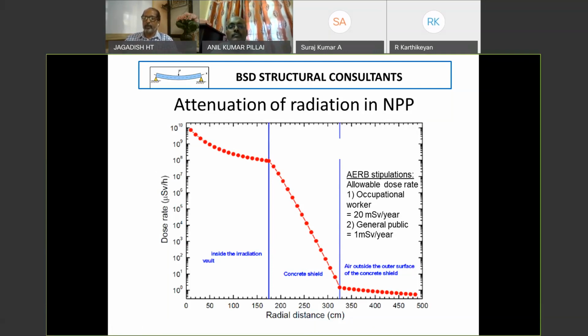Now, the stipulation of AERB is very simple. The allowable dose rate for an occupational worker is 20 millisievert per year. Occupational workers are all those maintenance people who have to go inside the reactor building for maintenance. Whereas for the general public outside the reactor building, it is 1 millisievert per year. It's 1/20th of what an occupational worker could experience. So that is the requirement.